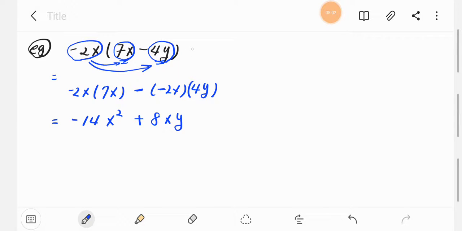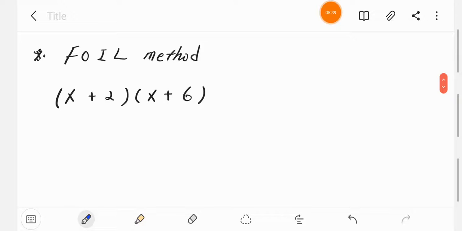Or can we do it this way? Negative 2 times 7x is equal to what? Negative 14x times x, so x squared. And then negative 2 times, okay, let's use a minus 4. So negative 4 times negative 2, then there will be positive 8. So you can write plus 8 and then xy together. So you can write the answer without writing any steps like this.